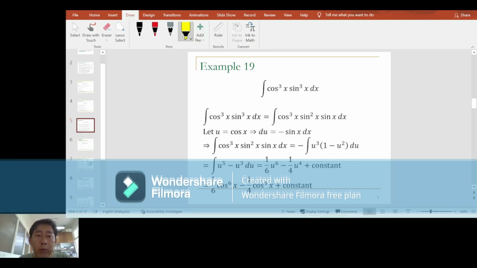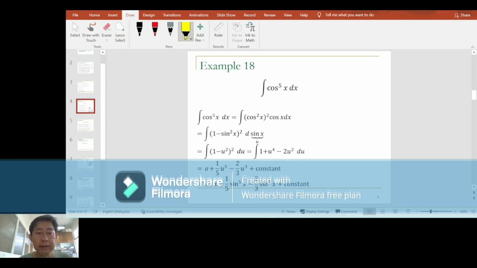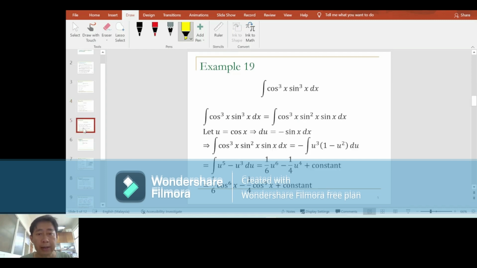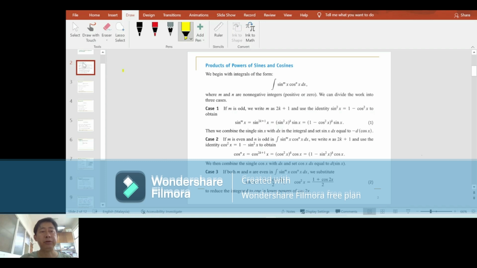In this video, we are going to discuss example 19, where we are going to integrate cos cube x times sin cube x. This integration is very similar to the integration we have seen where we integrate cos power 5x. This integration and these integrations are special cases of case 1, where one of the powers in the trigonometric function is odd. It doesn't really matter whether the other trigonometric function is raised to an odd or even power.